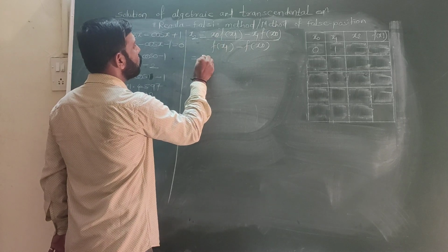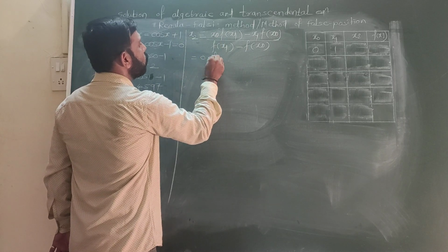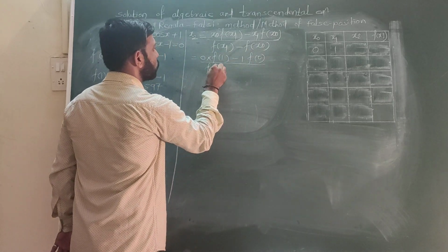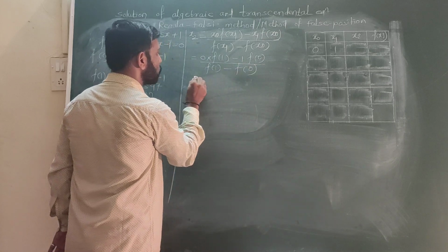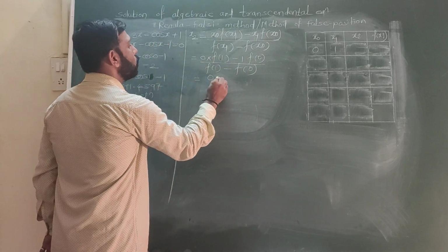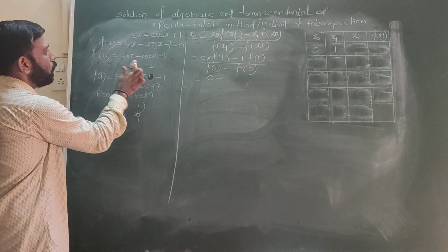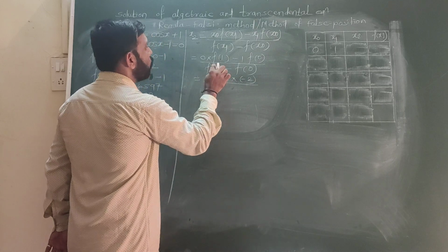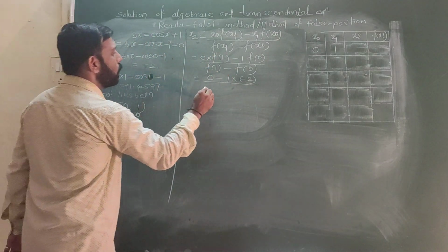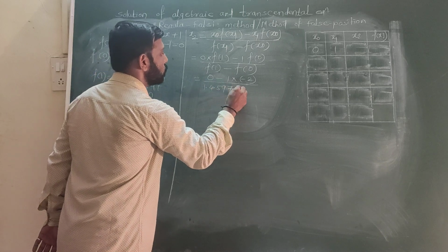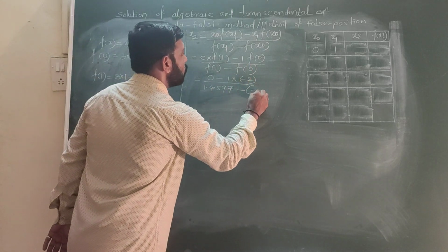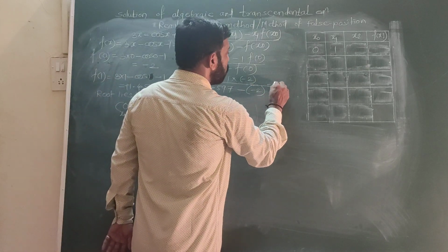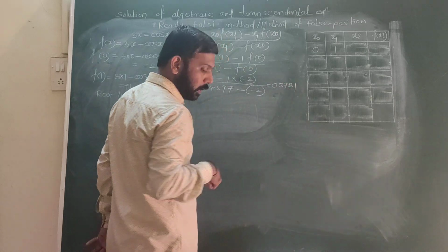First value x0, f(1), upon f of this value becomes 0, 1 into f(0) value we have -2, upon f(1) value we required here, 1.45 minus f(0), -2. Calculate this value, we have 0.5781.